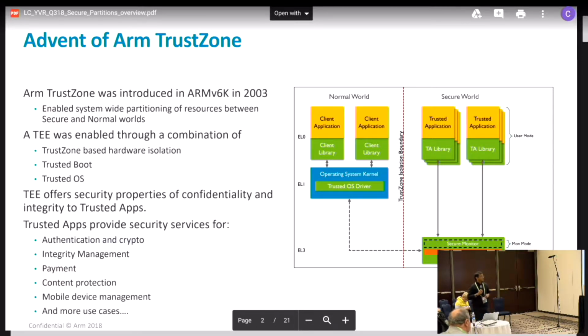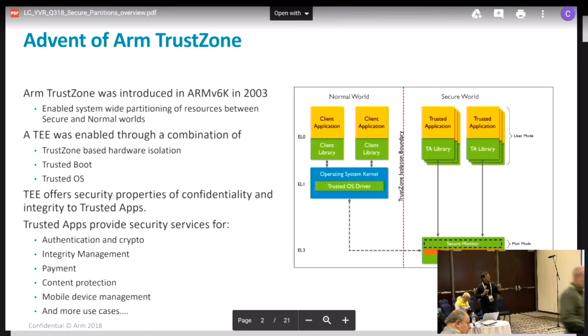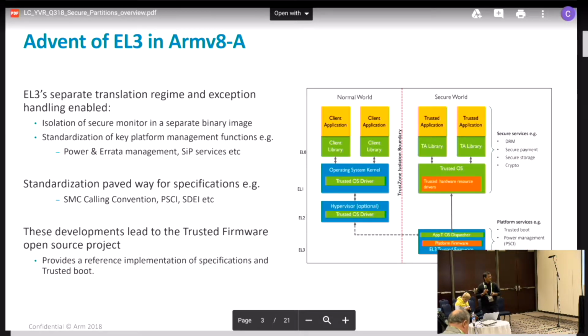But then as time progressed, there was a need to provision platform management functions or firmware services as well on the system. And since the secure world was entirely occupied by the trusted OS and the normal world was the general purpose operating system, there was no real place for putting all this platform specific code. So when Arm v8 came along, we added a separate exception level called EL3, which had its own translation regime. And this enabled binary separation.